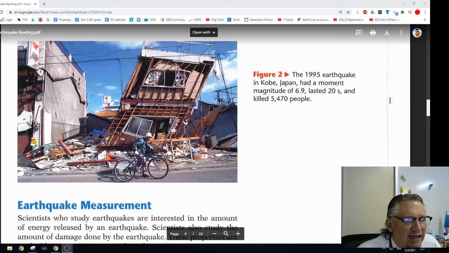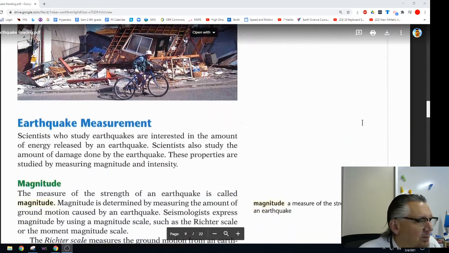Figure 2. The 1995 earthquake in Kobe, Japan had a moment magnitude of 6.9, lasted 20 seconds, and killed 5,470 people.